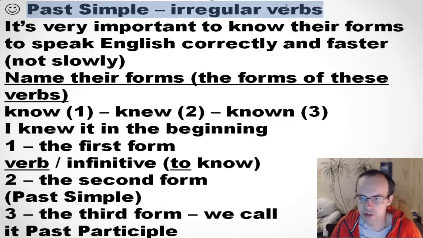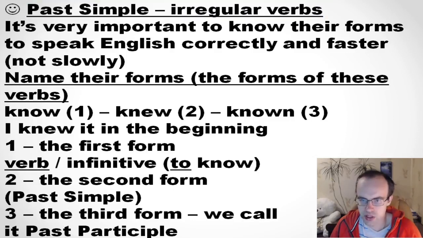So, past simple, irregular verbs. It's very important to know their forms, to speak English correctly and faster, not slowly. Name their forms, the forms of these verbs. Know, knew, known. I knew it in the beginning. Know is a verb. To know is an infinitive. Knew is the second form for past simple. And known is the third form. We call it past participle.